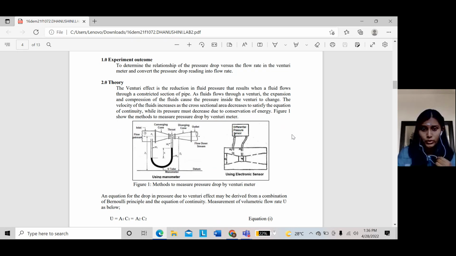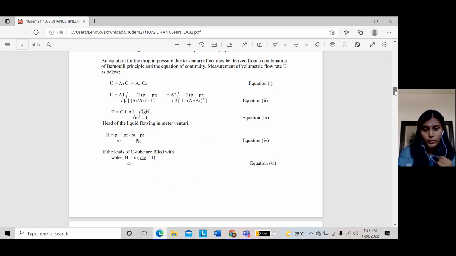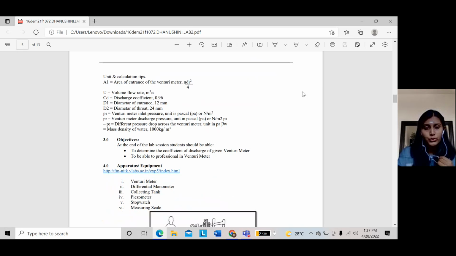So this figure 1 shows the methods to measure pressure drop by venturimeter. This one is using a manometer, this one is using an electronic sensor. An equation of the drop in pressure due to the Venturi effect may be derived from a combination of Bernoulli principle and the equation of continuity, measurement of volumetric flow rate as below. So this is the other equation. So this is the unit and calculation tips.